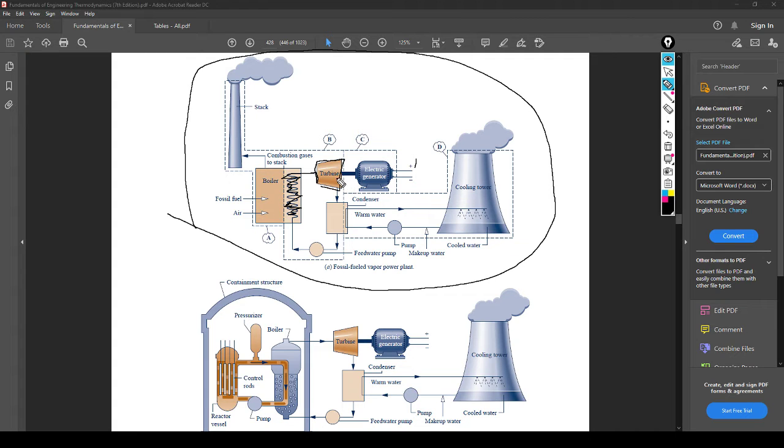Then, after the turbine, it goes through the condenser here, right? Now, there's a couple ways that this could happen. So this one shows a cooling tower.